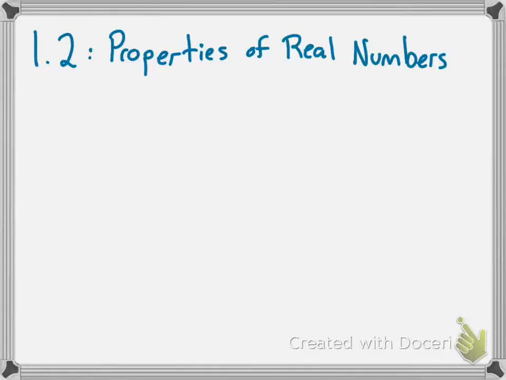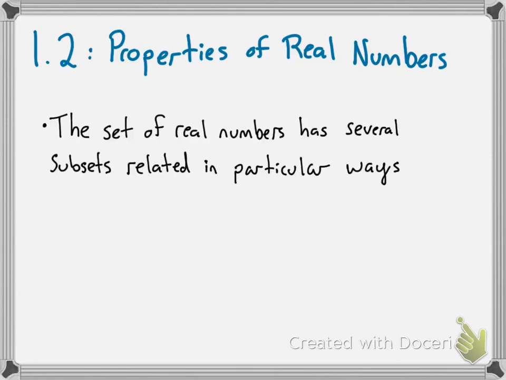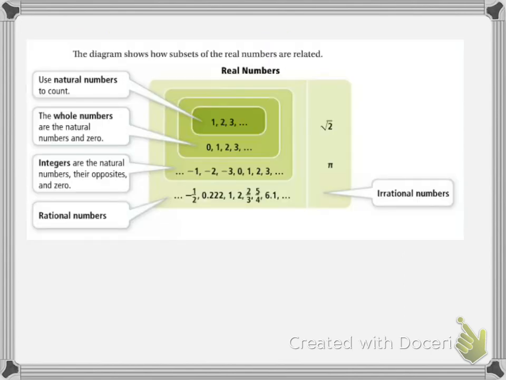In section 1.2, we're going to look at the properties of real numbers. What we're going to focus on today is how the set of real numbers can be categorized into different subsets and how they're related to each other. So here we can see how all the real numbers are categorized into different subsets. We'll go over this a little bit more in class, but what I'm going to want us to focus on today in this video is the difference between rational numbers and irrational numbers.